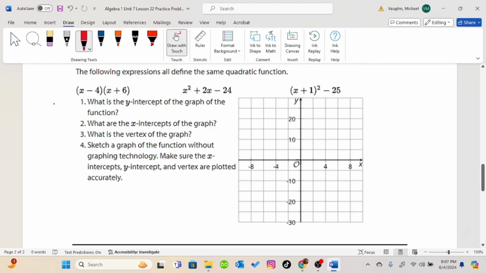At the top of the back page, it says the following expressions all define the same quadratic function. So again, first they give us factored form. Next, they give us standard form. And third, they give us vertex form.